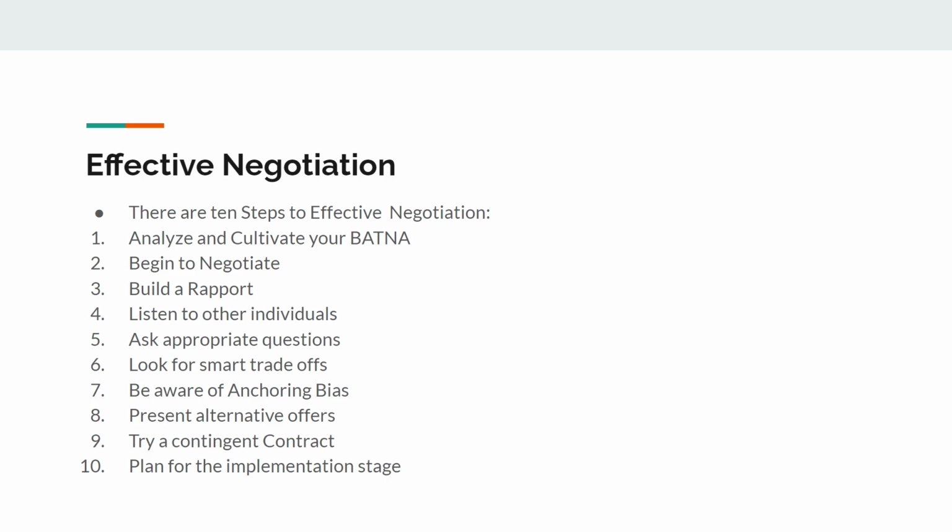Number 8, present alternative offers. This could be lesser offers which you are willing to accept if you can't receive exactly what you want. Number 9, try a contingent contract. A contingent contract is an agreement that states which actions under certain conditions will result in specific outcomes. This, for example, could be certain bonuses which occur if you reach a certain goal. And number 10, plan for the implementation stage.